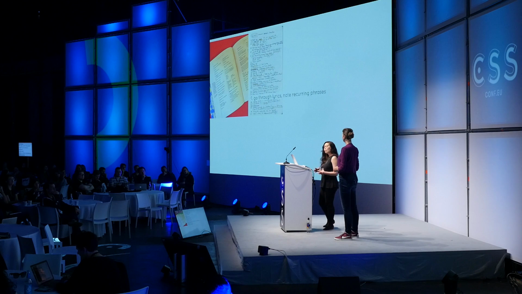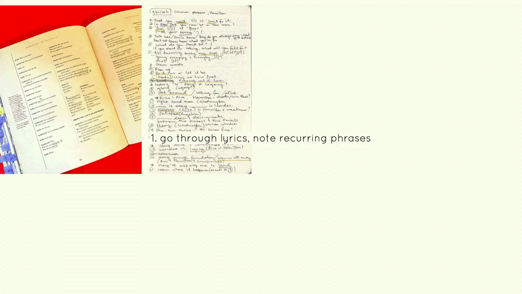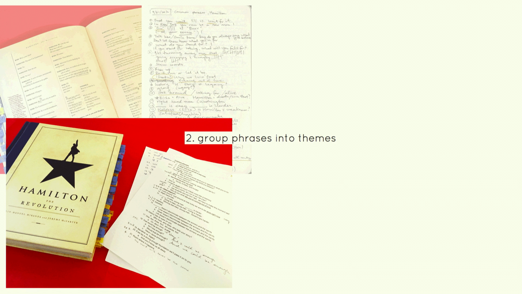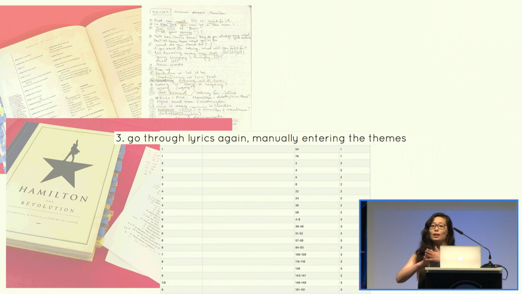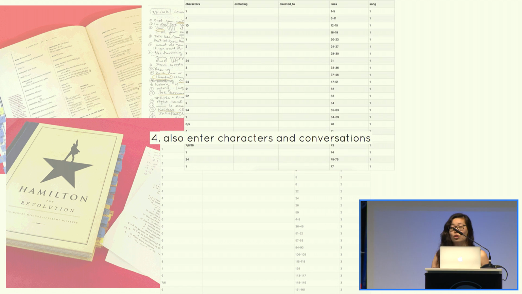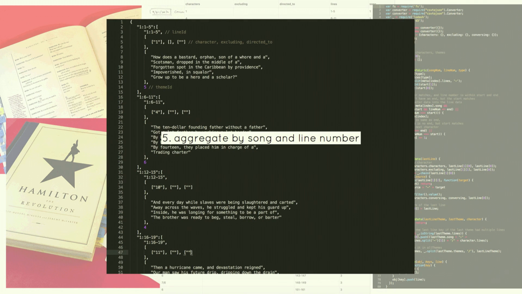Now, as you can probably imagine, this data was not available online anywhere. So I had to go through each of those lyrics, noting every single time a phrase occurred across more than one song, group those phrases into themes, and then go through the lyrics again, entering them into the computer and associating them with the right song and line number, and doing the exact same thing for the characters and conversations. And then I wrote a script to aggregate those characters and themes by their song and line number to get my final data set.